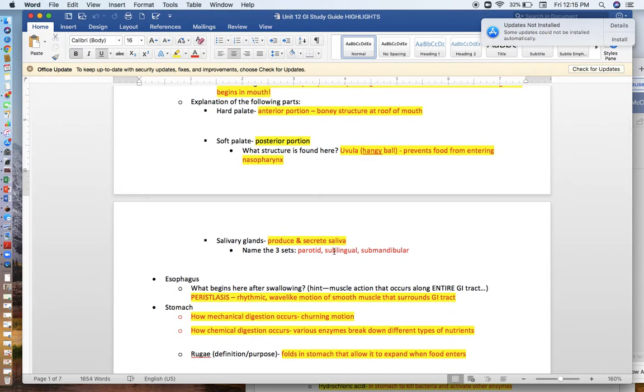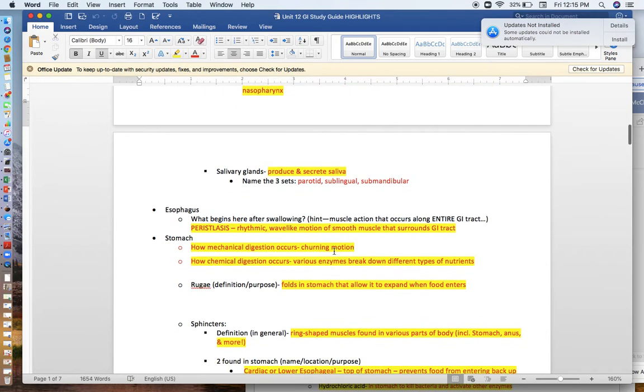And you also have salivary glands throughout the mouth. There's three sets of them: the parotid, sublingual, meaning below the tongue, and submandibular, back behind the cheeks, that produce and secrete saliva to help with digestion.